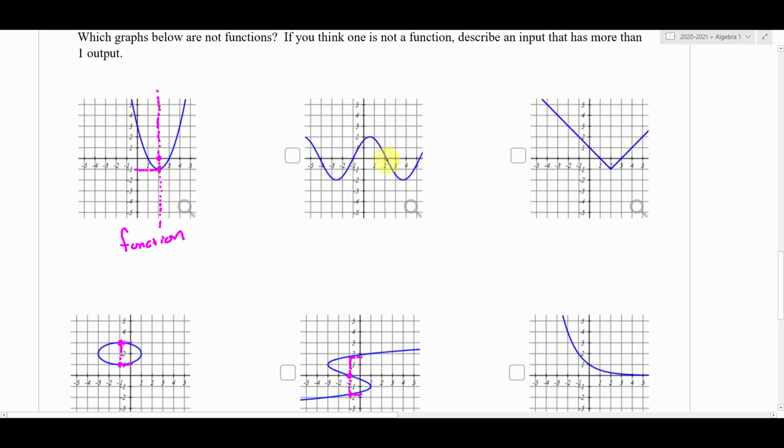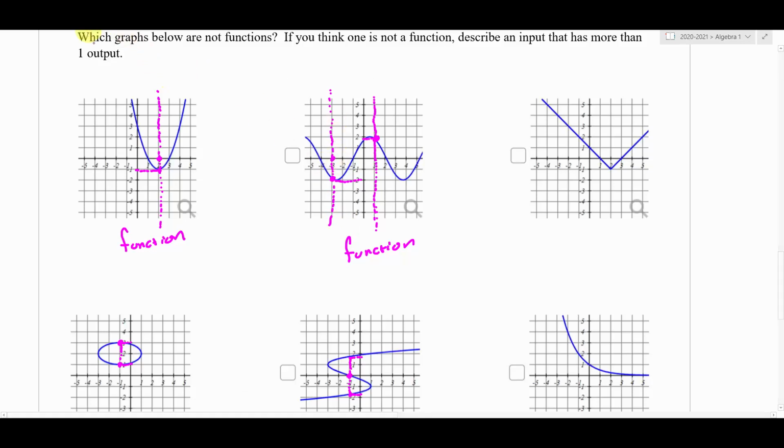Okay. Let's try it for this one too. So let's go to 1, and I'm going to go up. I hit the function right here, and I go over, and it's a little bit before 2, so that's fine. But if I keep going up, I don't hit the function again. And if I keep going down, I don't hit the function again. And if I were to do this anywhere else, like if I went over here to 3, I hit the function once here at -2, but I don't hit it again. Right? So this one is also a function.